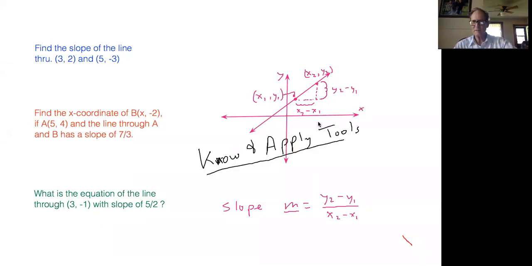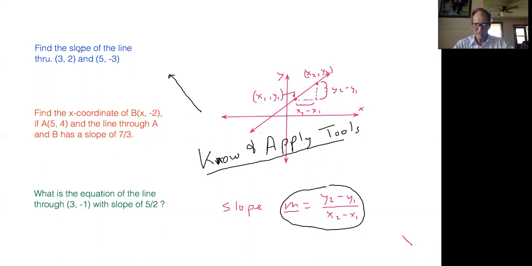Part of being good at math is being able to know and apply tools. Well, anybody can know this tool. All we have to do is memorize this tool. Slope is change of y over change of x, y2 minus y1 over x2 minus x1. And then we have to know how to apply it in situations that seem to look different. Let's look at these 3 problems.